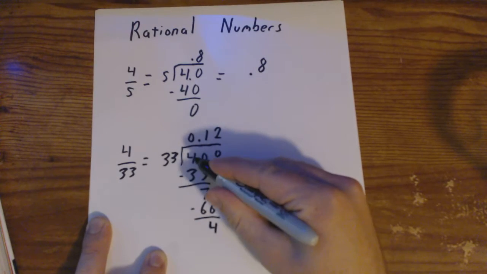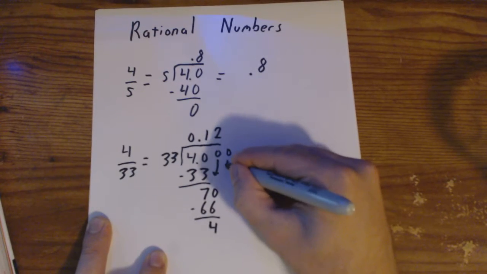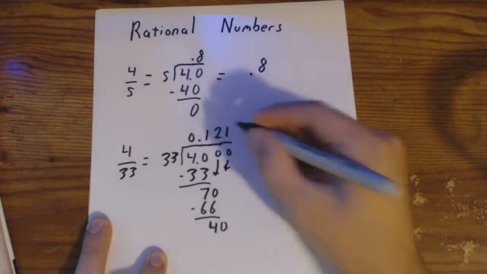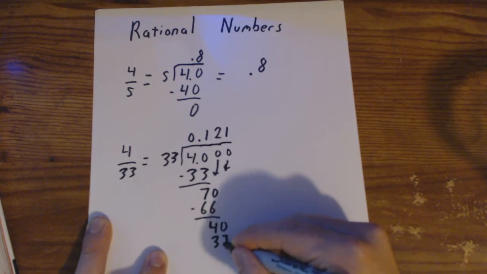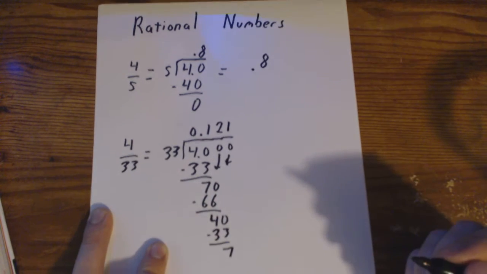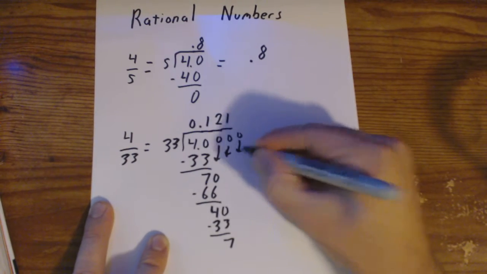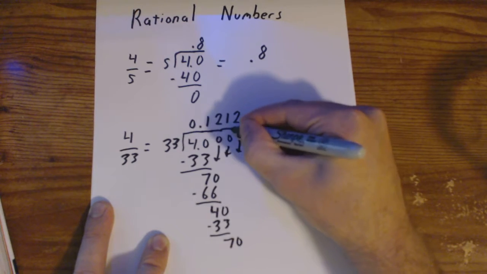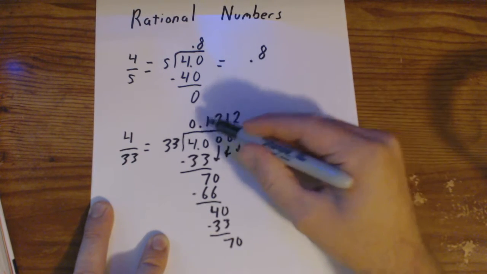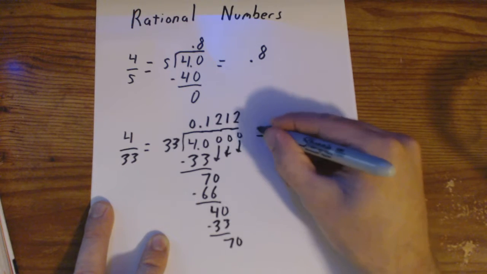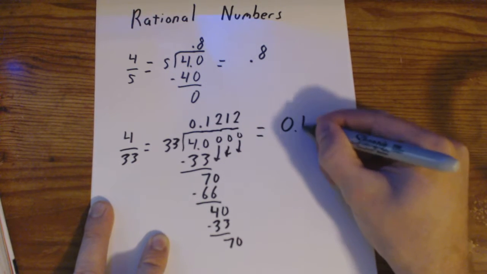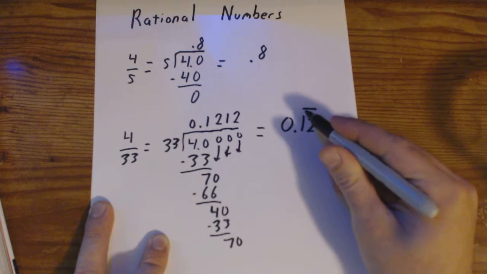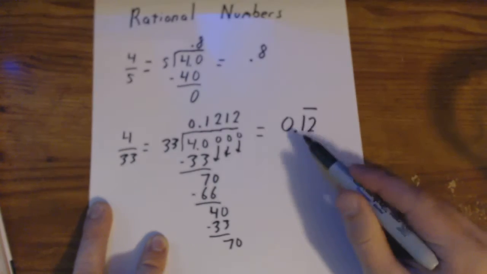Now if you notice, we started with 4. We have 4 again. Bring this 0 down. We're going to have 40. Again, we're going to have a 1. 33. Subtract, 7. Bring this 0 down. 70. How many times does 33 go into 70? 2. So what we have is a repeating decimal: 1, 2, 1, 2. Which you would write 0.12 with a bar over the top. Make sure your bar is over top of 1 and 2 because they are both repeating.